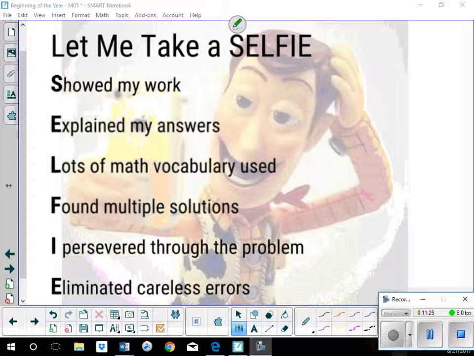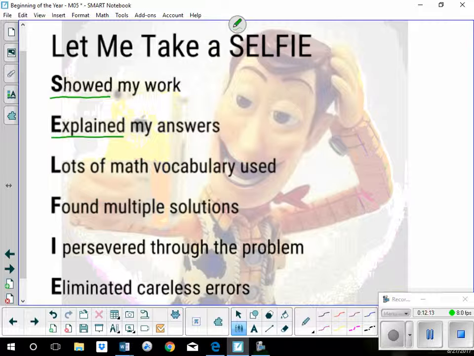So, selfie stands for 6 things that you should make sure that you have in your work. And the first thing, I want you to look over the problem that you chose, and I want you to make sure that you showed your work. If you only have an answer, then we have no idea how you got your answer, or even if you did your work yourself. So make sure you showed your work. If you showed your work on the problem in front of you, put a big S. All right, for your second thing, please make sure that you explained your answer. So if you did all of your steps and someone could easily follow your work, go ahead and put an E on your paper.